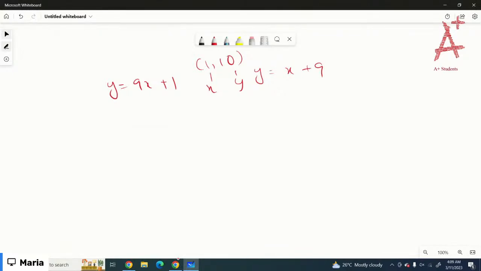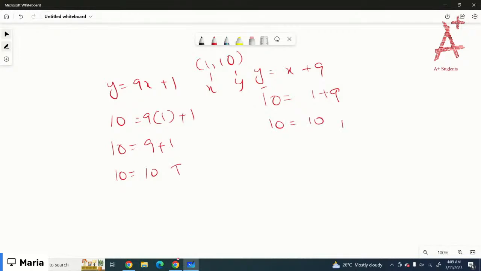So just replace the variables with the value. y is 10, 9 times 1 plus 1. So 10 equals 9 times 1 is 9, and 9 plus 1 is 10. So the next one is y equals x plus 9. y is 10 equals 1 plus 9. 10 equals 9 plus 1 is 10.